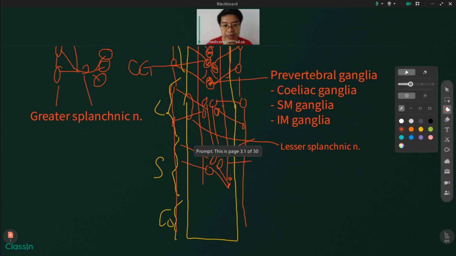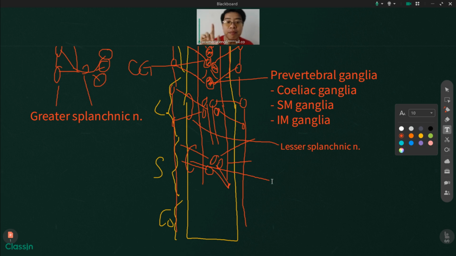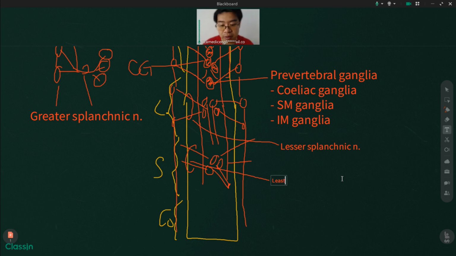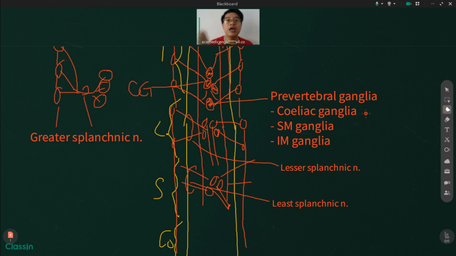Okay, and then finally, you have these branches that will give out branches to the inferior mesenteric ganglia. And what do you call that? The least splanchnic nerve. Okay, so we'll have branches going to the celiac ganglia, greater splanchnic nerve. Branches go to the superior mesenteric ganglia, lesser splanchnic nerve. And finally, branches going to the inferior mesenteric ganglia, least splanchnic nerve.